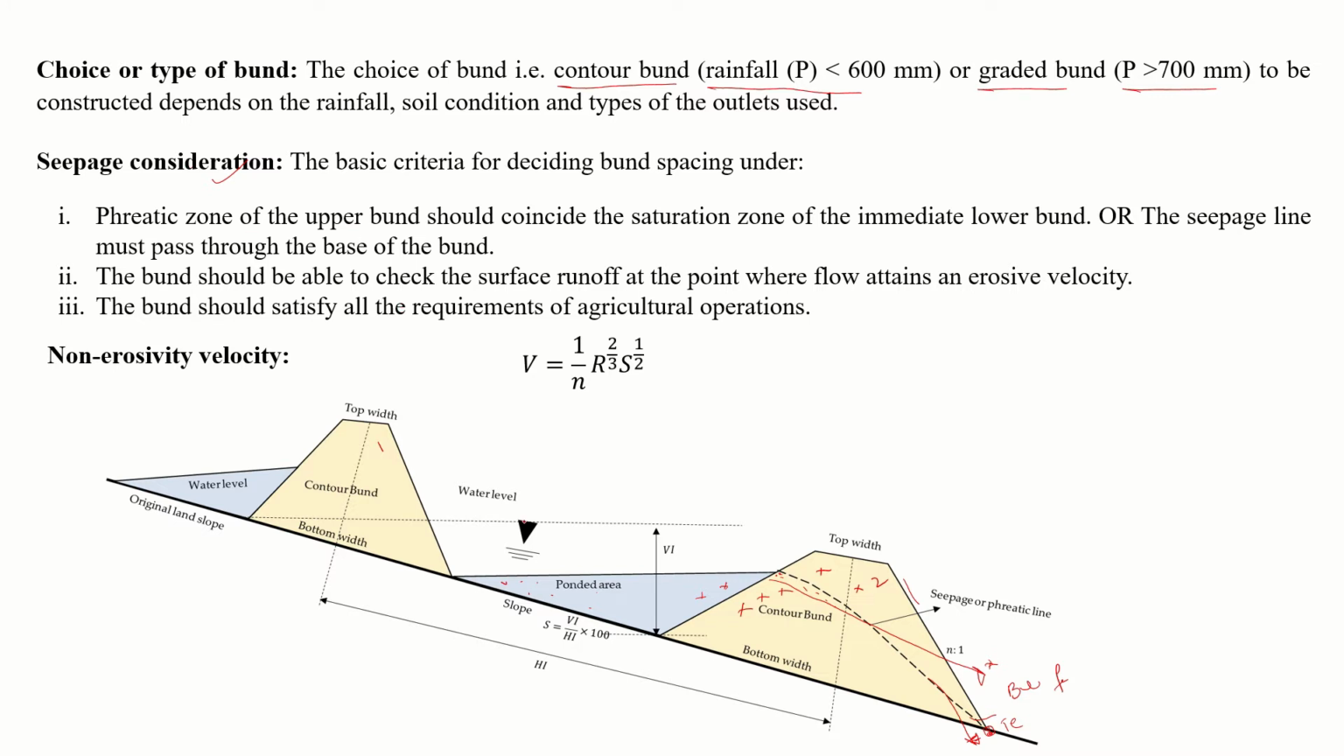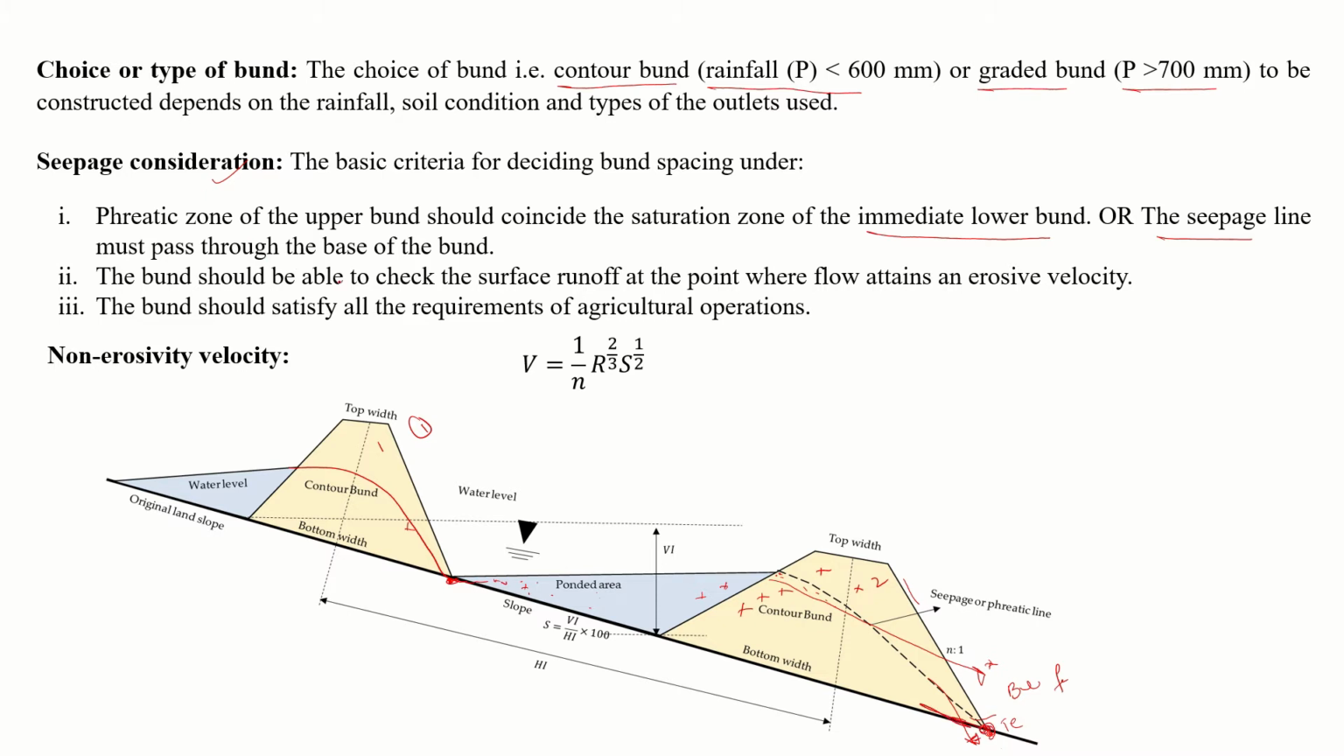And this is called your simple phreatic condition. That is the phreatic zone of the upper bund. This upper bund's phreatic zone should coincide with the zone of saturation of your immediate lower bund. So this is the upper bund and this is the lower bund. The water should pass through this condition, and this line should meet the phreatic zone of the lower bund, means the water level, or the seepage line must pass through the base of your bund. This is the base of the bund.